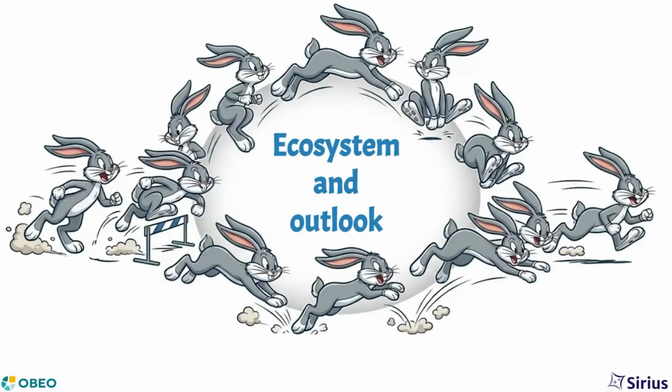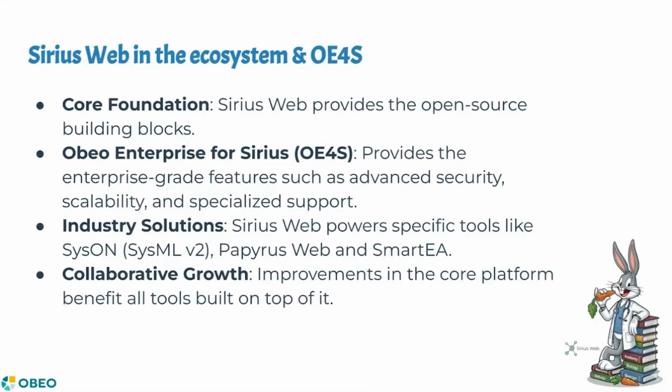So at this point, we've seen a lot of progress inside the platform itself. Let's now step back and look at the bigger picture. Sirius Web is not evolving in isolation. What makes it especially interesting is the ecosystem growing around it, and the way improvements in the core platform benefit a broader family of tools and use cases. This is where Sirius Web and Obeo Enterprise for Sirius really come together.